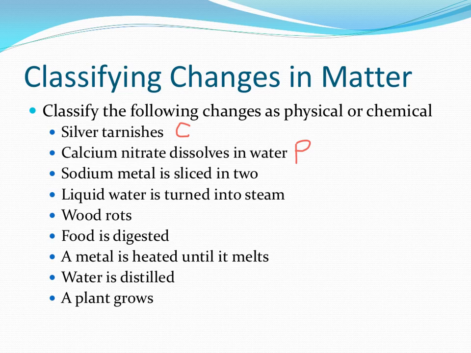Sodium metal is sliced in two. Anytime something is cut or broken in two, that is a physical change. I still have the same thing after, just smaller pieces.